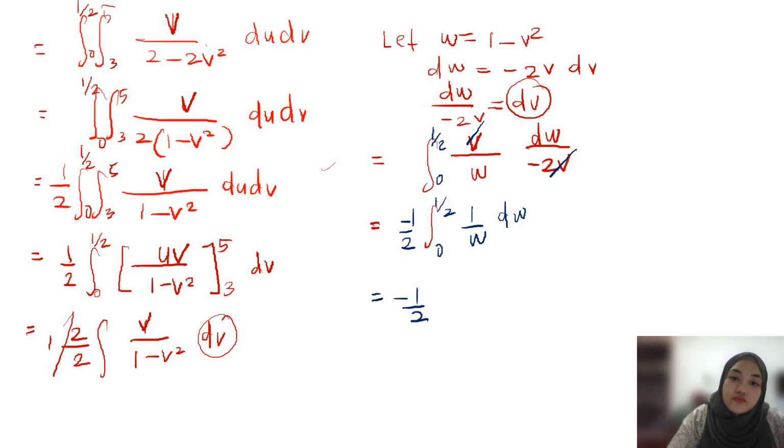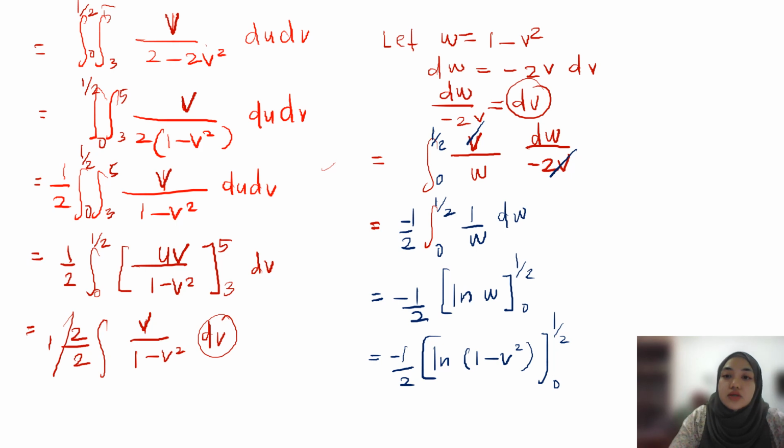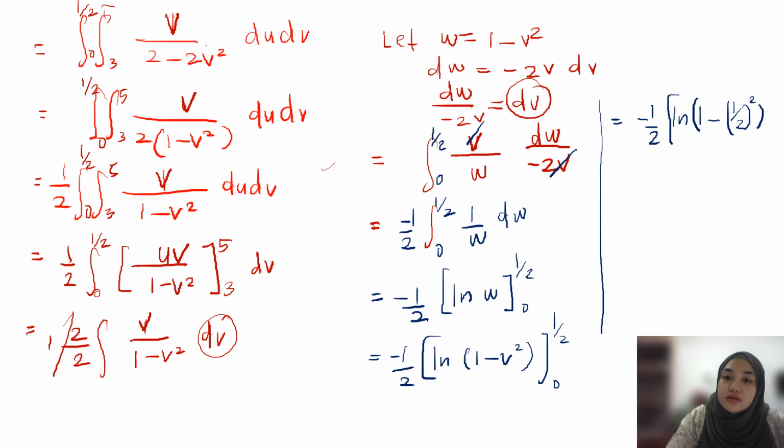So we will get negative 1 over 2 ln W, from 0 until 1 over 2. Okay, so ln W, negative 1 over 2 ln W equals ln of 1 minus V squared. Now substitute 0 and 1 over 2. You have to show that you substitute the value: negative 1 over 2 ln of 1 minus 1 over 2 squared here, minus ln of 1 minus 0 squared here.